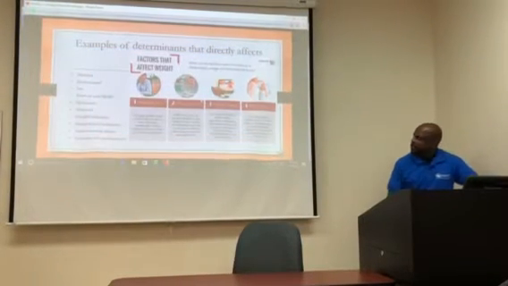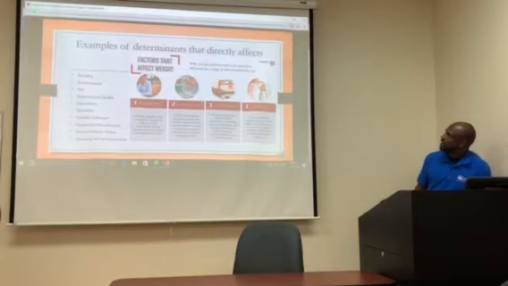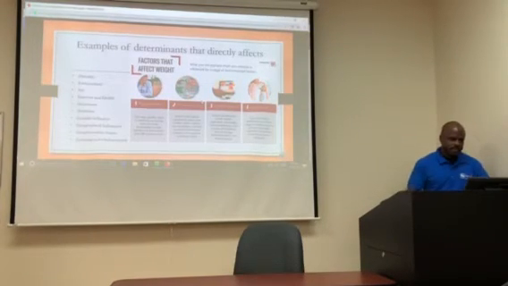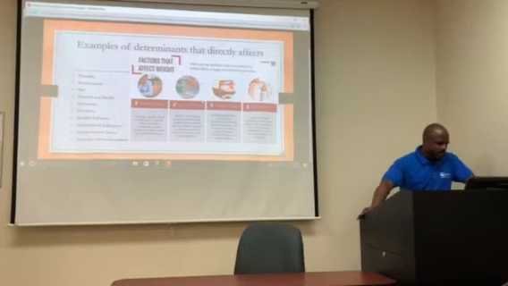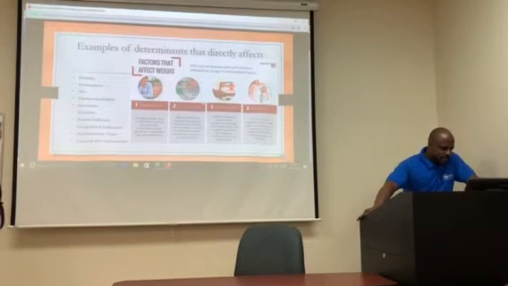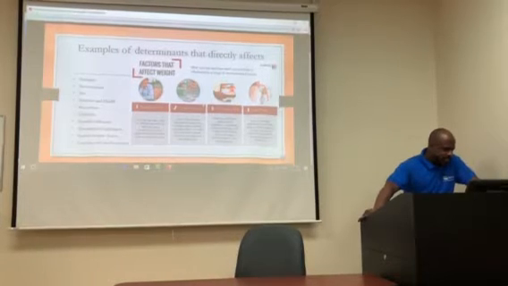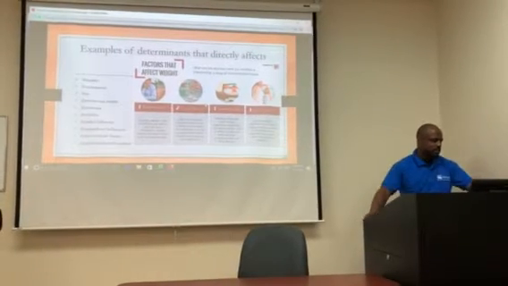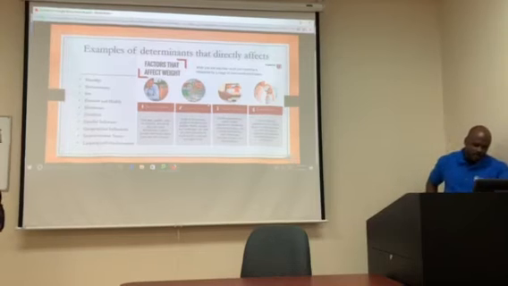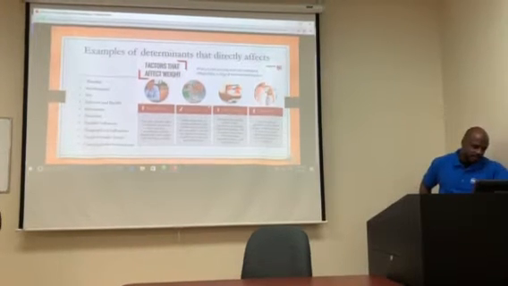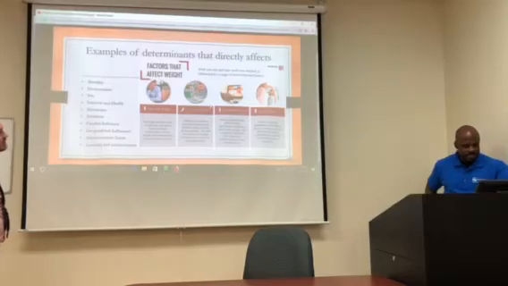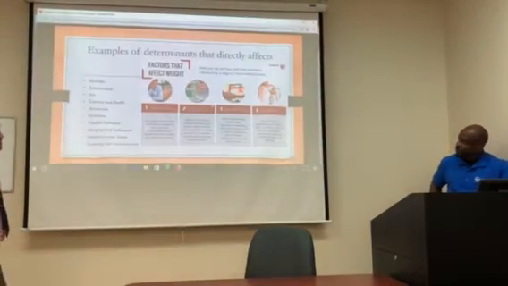Here are some examples of determinants that directly affect your weight status. We have factors that affect weight status, which are hereditary, environment, sex, exercise and health, hormones, nutrition, familial influence, geographic influences, socioeconomic status, learning and reinforcement.